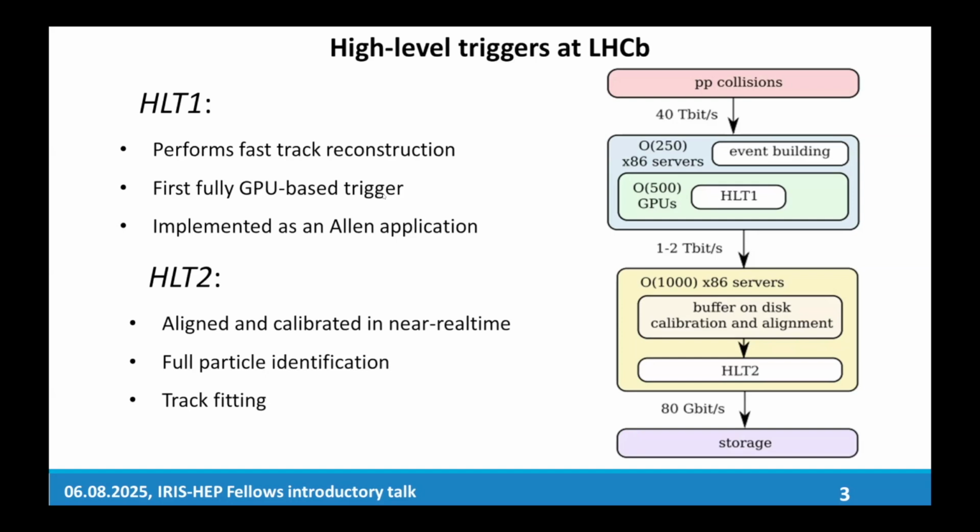In LHC Run 3, HLT1 was improved by implementing it on a GPU. It's the first fully GPU-based trigger used in HEP, and this allows us parallel event processing using the Allen application, on which my algorithm, GFinder, will run.